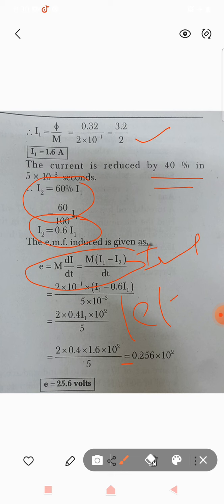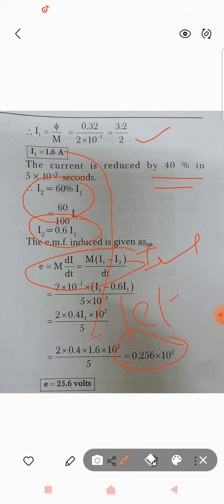So here I1 minus 0.6 I1, subtraction will give 2 into 0.4 I1 into 10 raised to 2 upon 5. After substituting the value of I1, we'll get the final equation 2 into 0.4 into 1.6 into 10 raised to 2 upon 5, and after solving we are getting 0.256 into 10 power 2. So EMF developed is equal to 25.6 volts.